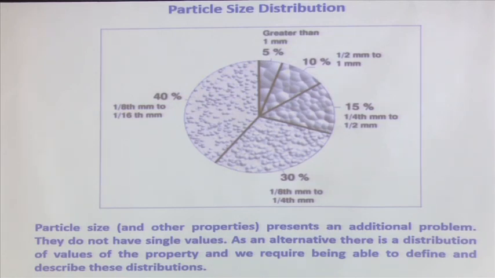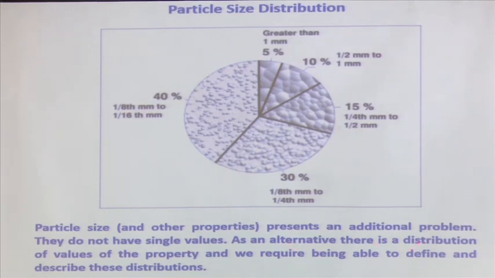It is a very important one. Particle size and other properties present an additional problem: they do not have single values. I cannot define the particle size of an entire mass of a heterogeneous system by a single value. That is what I will try to emphasize. Although some of the students who have already taken a course on this subject may be saying that there is a size called D50, why are you saying we cannot quantify? I will come back to that, okay.